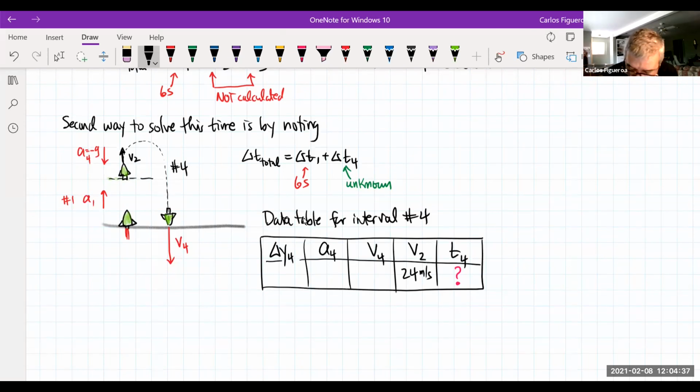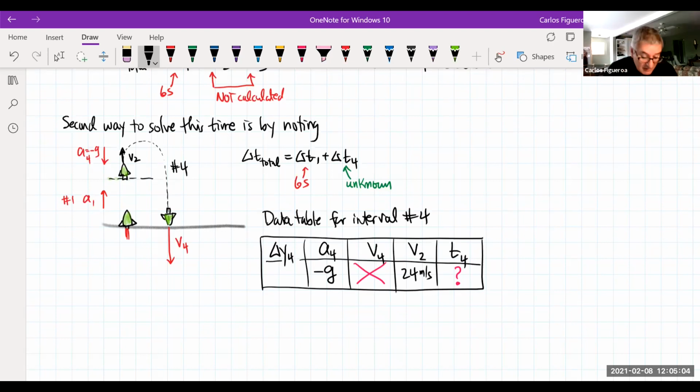Do we know the final velocity right before it hits the ground? The answer is no. We do not know this. Do we know the acceleration? Yes, we do. We know that it's minus g. But wait a minute. Do we know the height that the rocket actually fell? And the answer is yes.